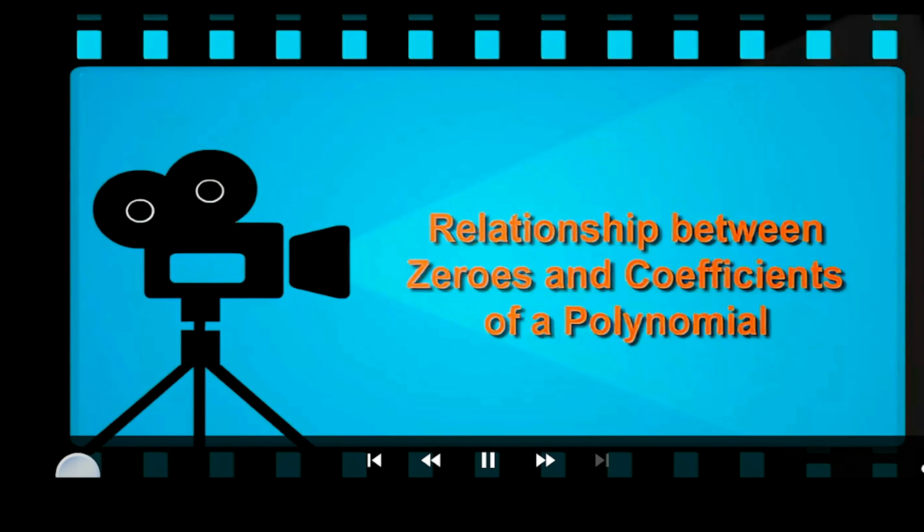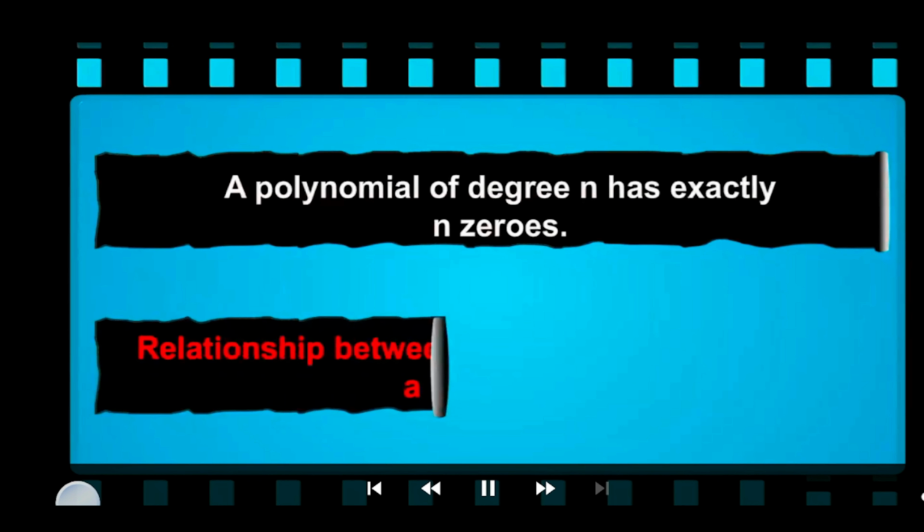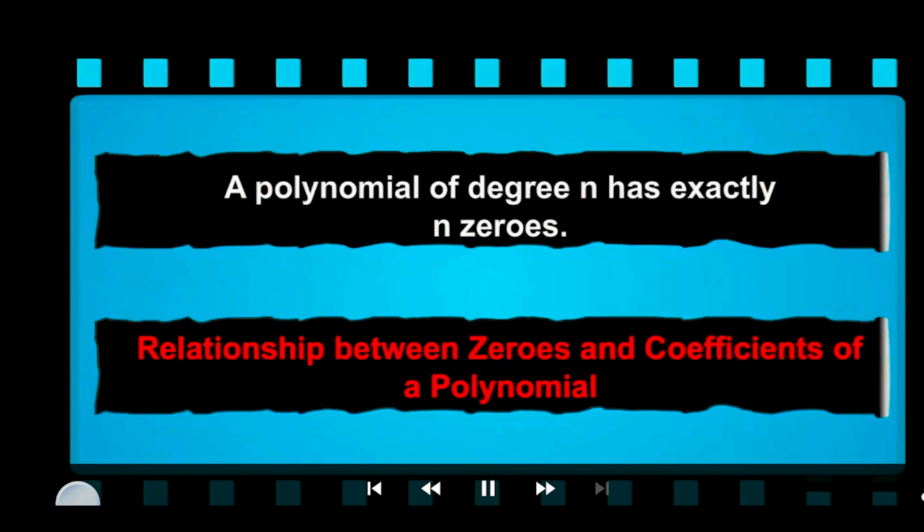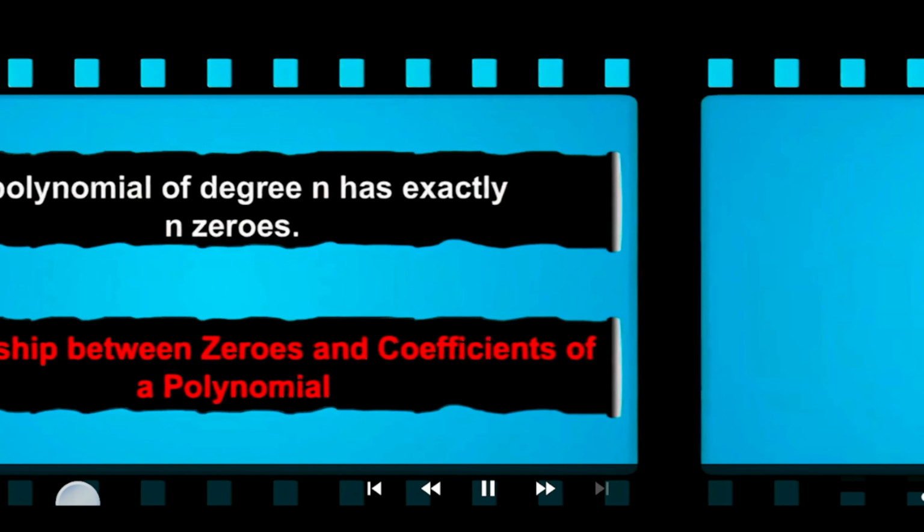Relationship between zeros and coefficients of a polynomial. We know that a polynomial of degree n has exactly n zeros. The zeros of a polynomial are closely connected with its coefficients. In this module, we will find out the relationship between the zeros and the coefficients of a polynomial. First, we will consider the quadratic polynomials.